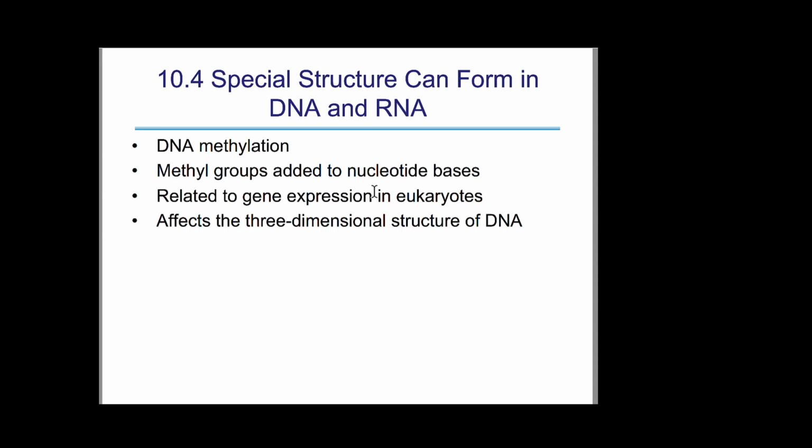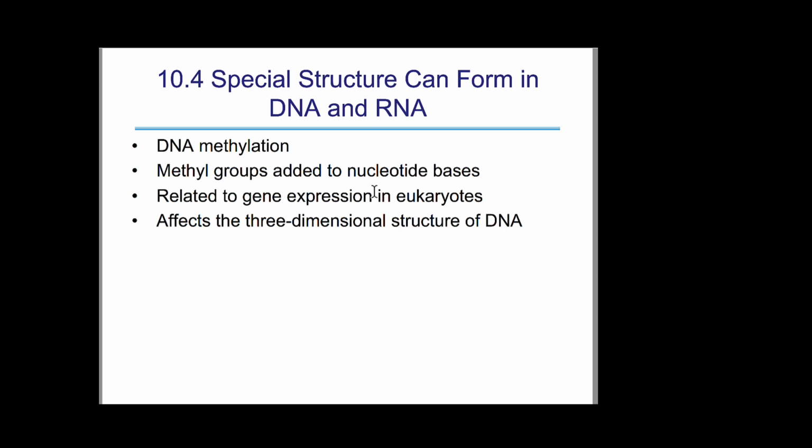Some other important factors that I want to point out in terms of the structure of DNA and RNA is methylation. DNA methylation is a process by which DNA can be methylated by adding methyl groups to predominantly cytosine and guanine. These methyl groups are added to nucleotide bases, and it's believed that methylated bases have a direct correlation with gene expression in eukaryotic cells, through a process that we call epigenetics. This is where genes can be silenced or not expressed, or they can be overexpressed, just by the addition or removal of methyl groups.